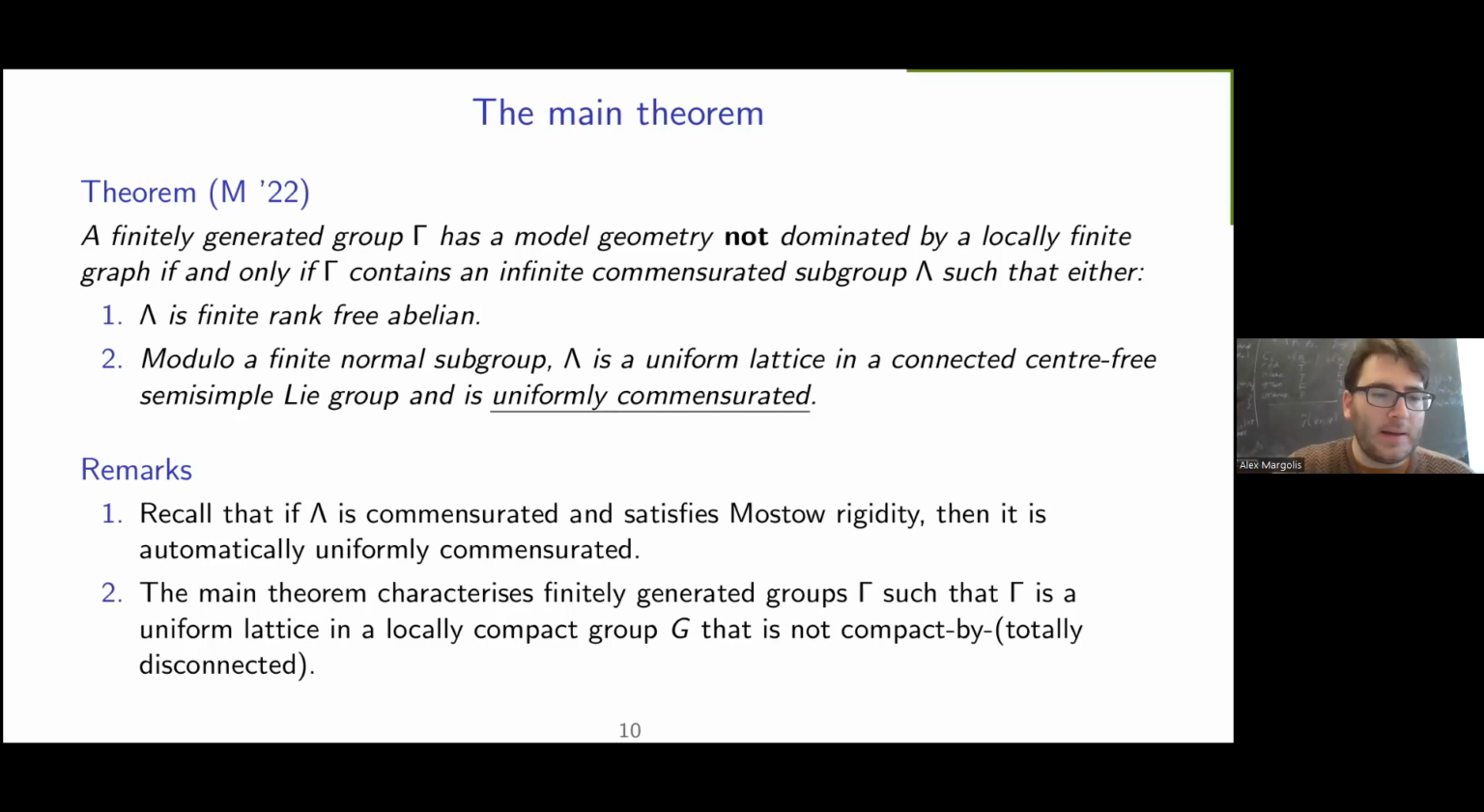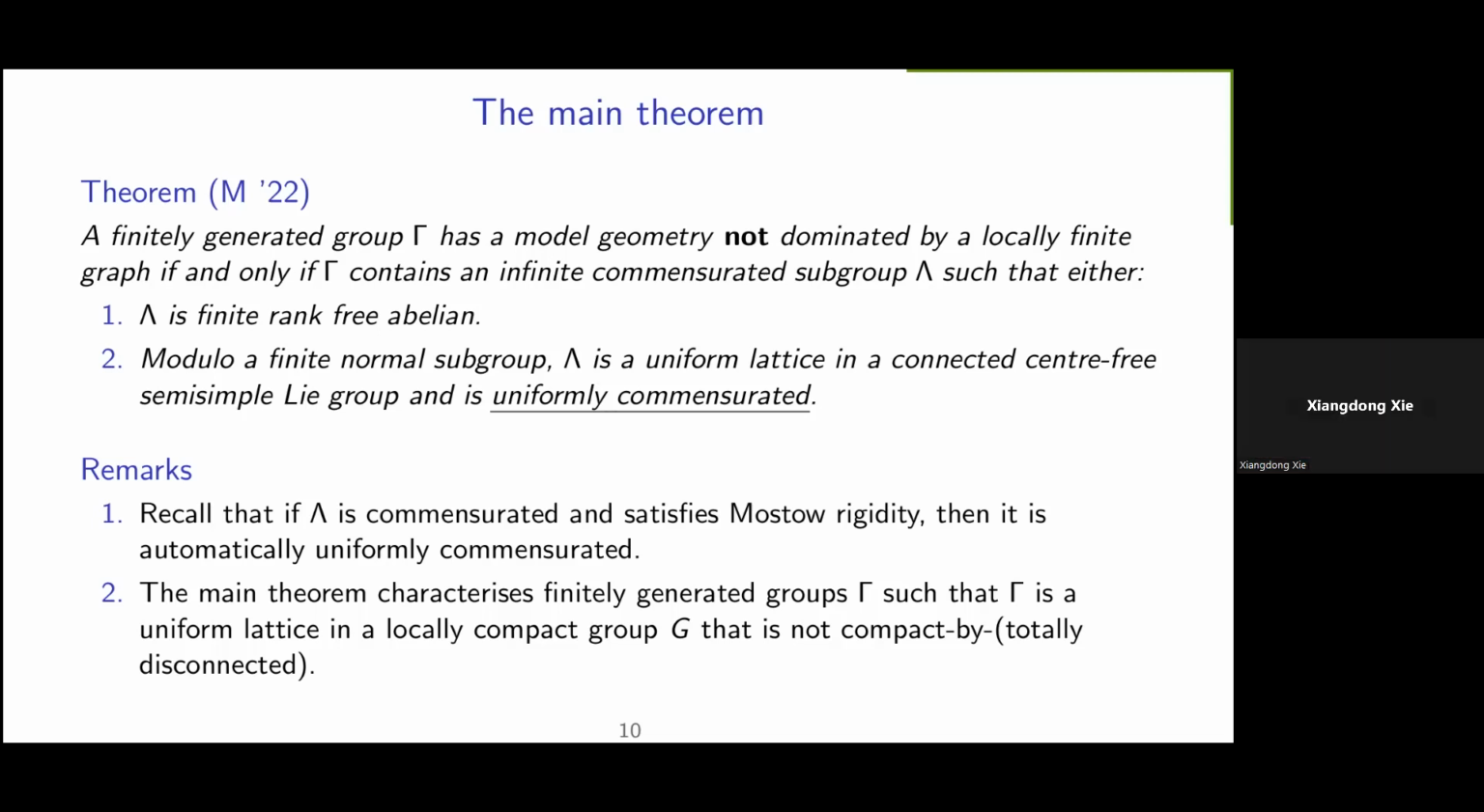Another thing to say is that the main theorem also characterizes the class of finitely generated groups gamma such that gamma is a uniform lattice in a locally compact group that's not compact-by-totally-disconnected. I mentioned earlier that these two problems, finding model geometries not dominated by locally finite graphs and finding uniform lattice embeddings where the locally compact group is not compact-by-totally-disconnected, are equivalent. Any questions about the statement of the main theorem?